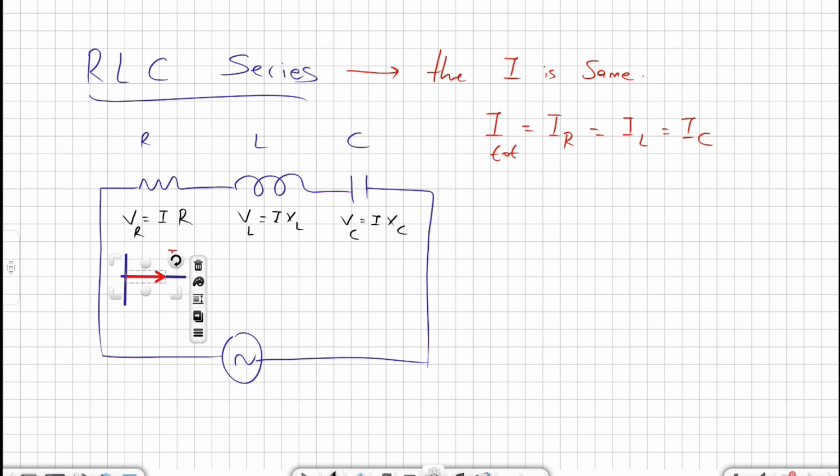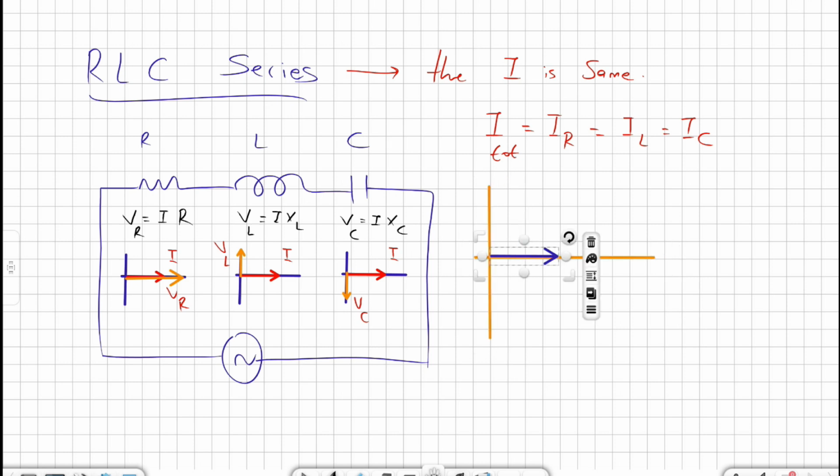The current is on the x-axis. It is the same for all of them, so I will just copy this to all of them. V in the resistor is the same as the current. They are in phase. V in the inductor was ahead by 90 degrees and V in the capacitor was behind by 90 degrees. Let's combine all these three together in a single graph because they are all happening at the same time. VL and VC are parallel to each other.